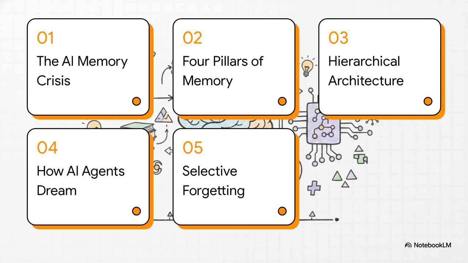Okay, let's dive into this. Here is our roadmap for the explainer today. We're going to cover the AI memory crisis, the 4 pillars of memory, hierarchical and graph architectures, how AI agents actually dream, and finally, the art of selective forgetting.